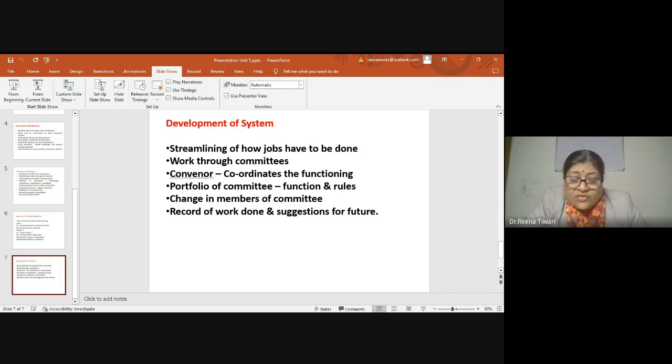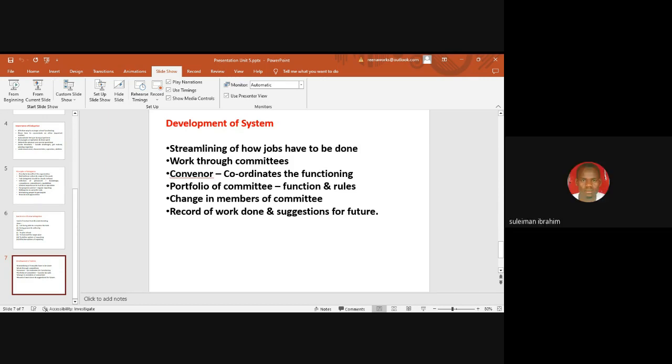Okay, actually, it is very essential for the head teacher to delegate responsibility, the reason being each and every task cannot be completed by the head teacher. Okay.